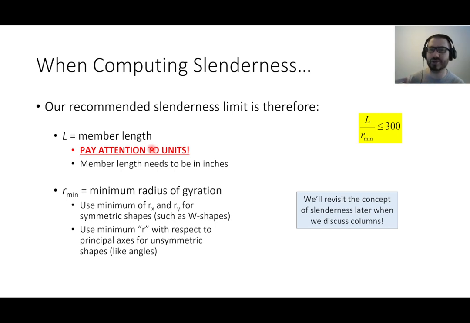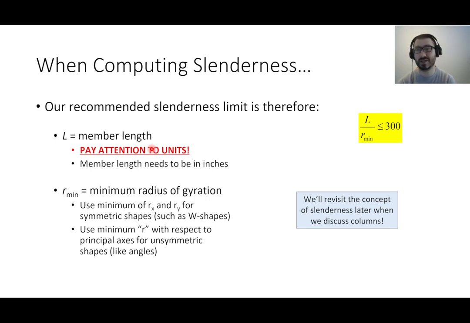Well, you have to ensure that your units are consistent. L over R is a slenderness term, and slenderness terms are dimensionless. They are unitless. Now, what I'll tell you right now is that slenderness for us in tension member land is just going to be a check that we do on some of the problems that we are analyzing.